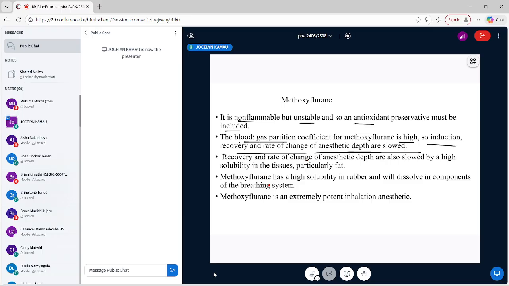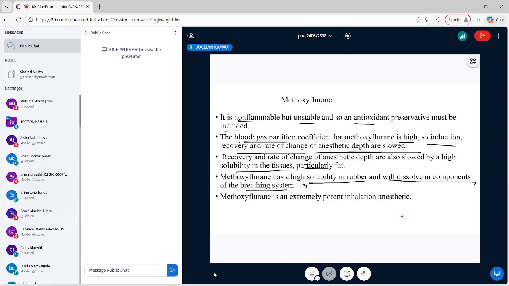Recovery and rate of change of anesthetic depth are also slowed by a high solubility in the tissues, particularly the fat. So it also has a high lipid solubility, and in other words we are talking about deposition of methoxyflurane in the fats. Again, that slows down its recovery. Methoxyflurane has a high solubility in rubber and will dissolve in components of the breathing system. So that again is a disadvantage of methoxyflurane.